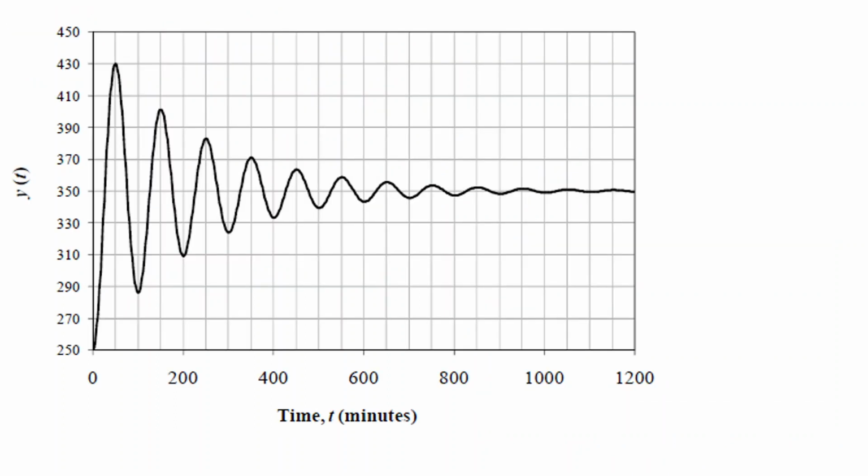So let's just first interpret this graph. In this graph, we have been given the response of the second order system, and we can see that around 1200 seconds, the value reaches a steady state value of 350. So we can write this ys as 350. The other thing to note is the time period of oscillation.